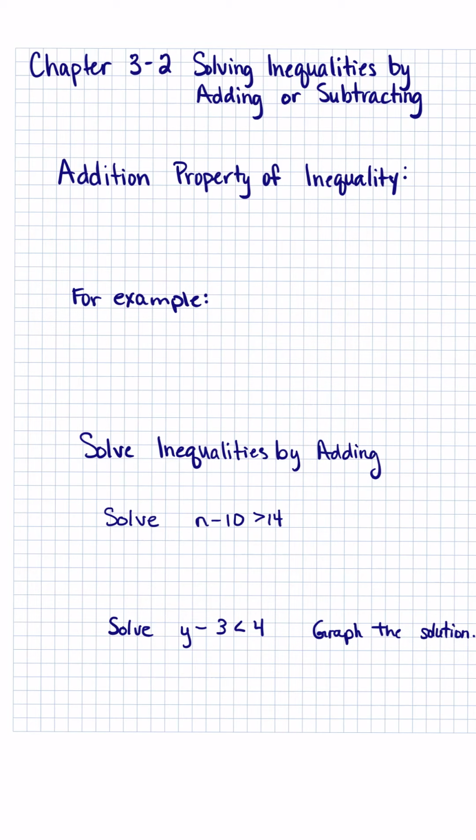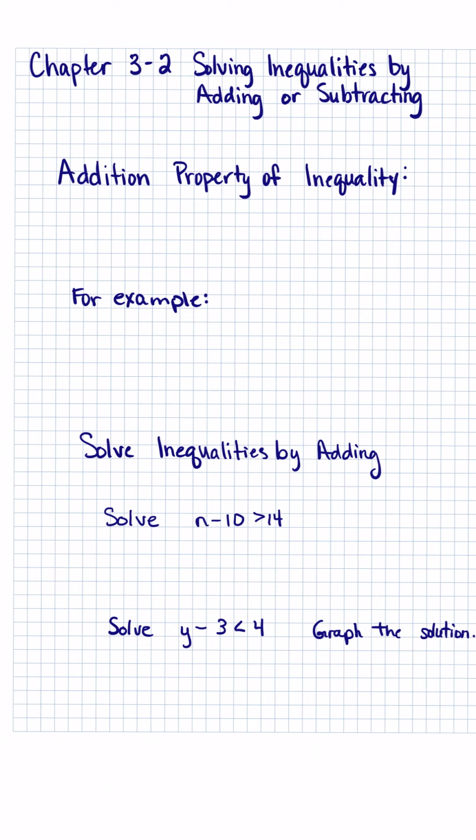Good morning, class. Today we're looking at Chapter 3-2, Solving Inequalities by Adding or Subtracting. Buildings and buses have limits on how many people they can hold. You can use inequalities to find out how many people can fit safely. You can solve inequalities by using properties similar to those that you used when solving equations.